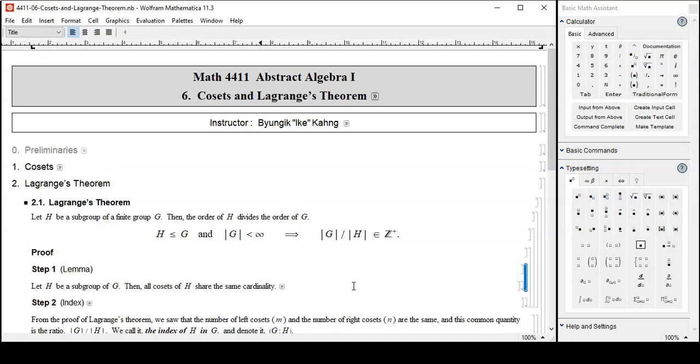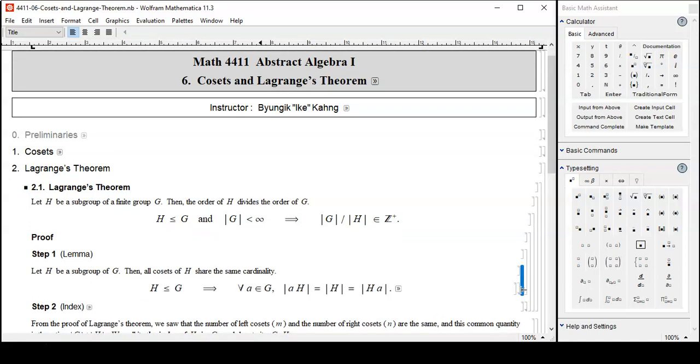But we are dealing with a finite group G, so there should be finitely many cosets, and they all share the same cardinality. So the cardinality of H times the number of cosets is going to be the cardinality of G. The number of cosets here is called the index in this case, but in any case, we have to prove this lemma. How do you prove it? Well, all we have to do is to establish bijections.